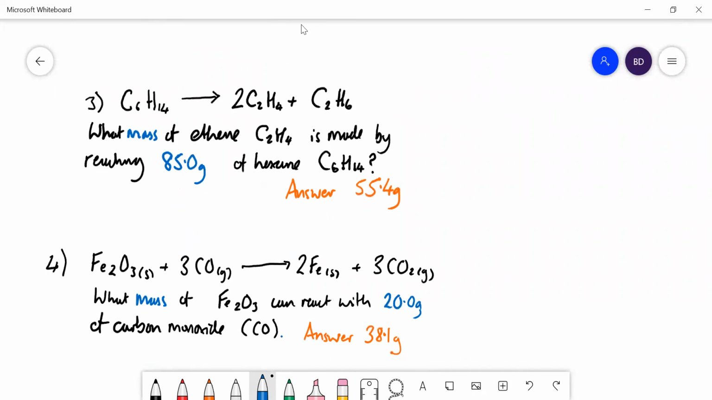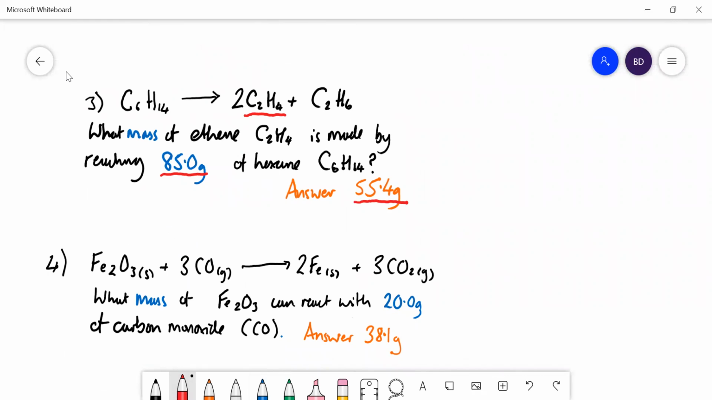First one, C6H14 goes to form ethene, which is C2H4, and some ethane. That's actually cracking. And what mass of ethene is made by reacting 85 grams of hexane? And the answer, if you get 55.4 grams, you've done it right.